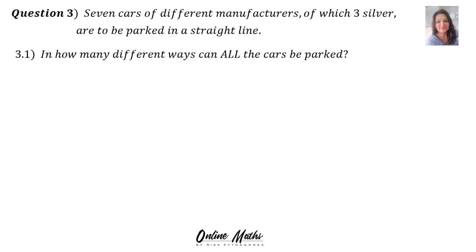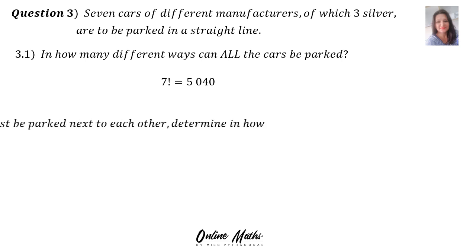Question 3. 7 cars of different manufacturers, of which 3 silver, are to be parked in a straight line. 3.1. In how many different ways can all the cars be parked? Do you agree the answer is 7 factorial, and that is 5,040.